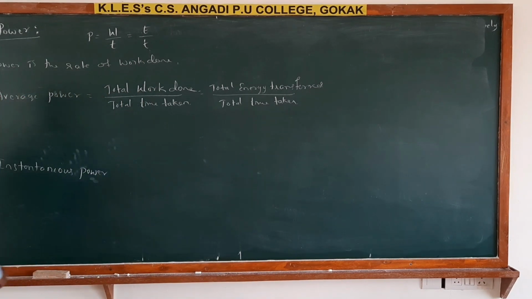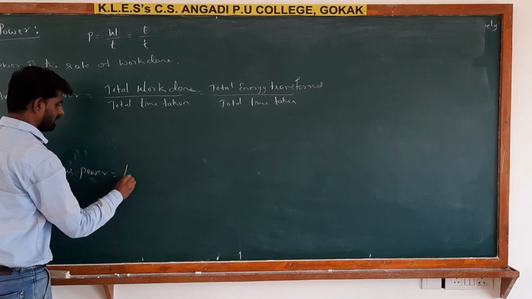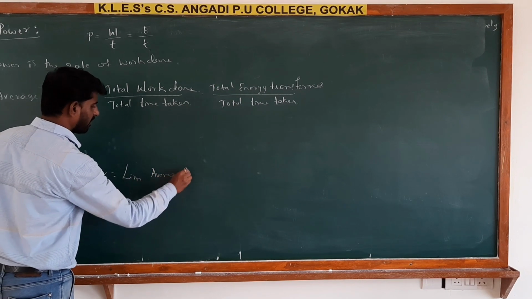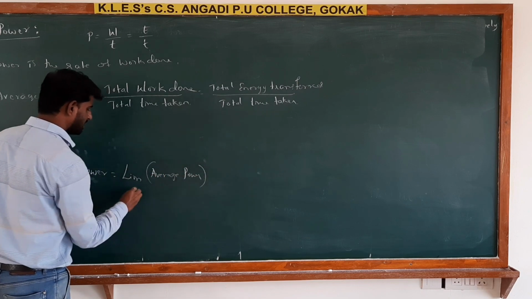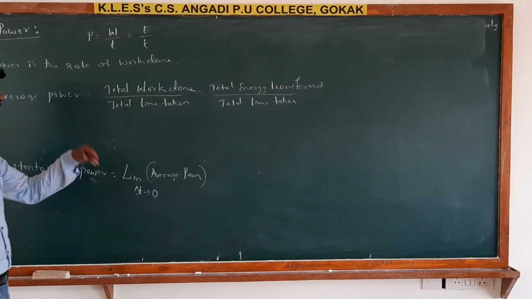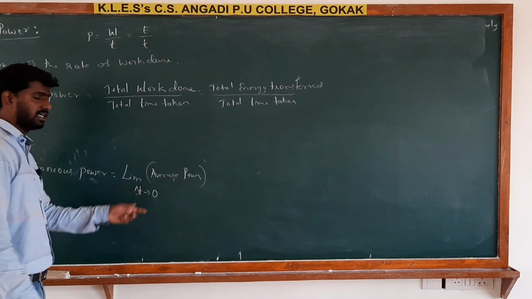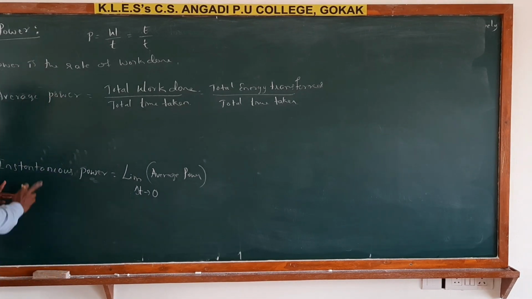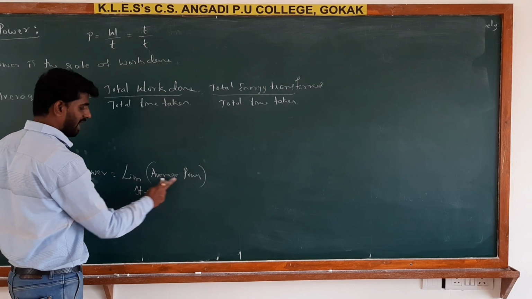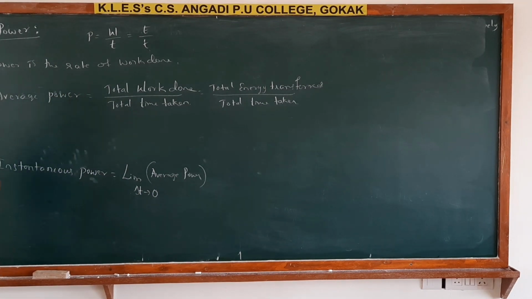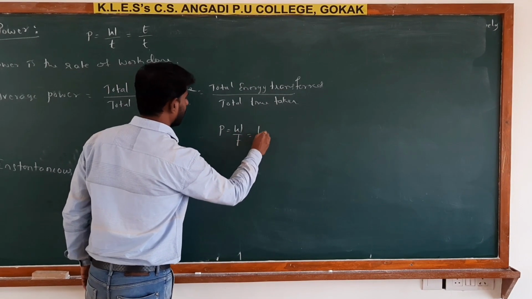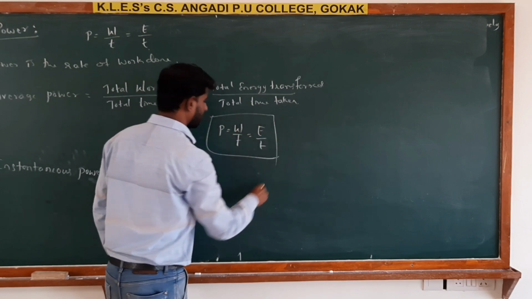Or you can write instantaneous power as the limit of average power as delta t tends to 0. I explained this in the third topic. So we can define instantaneous power as the limiting value of average power as delta t tends to 0. Somehow you should remember this equation. P is equal to W by t, or P is equal to energy by t. This is the basic formula.